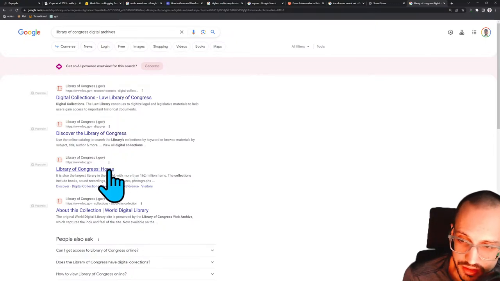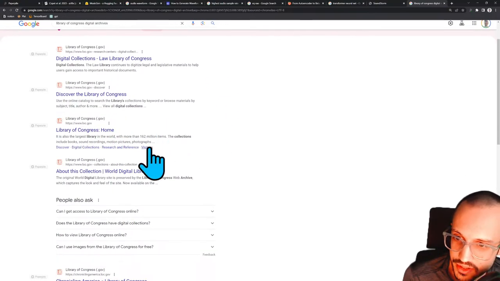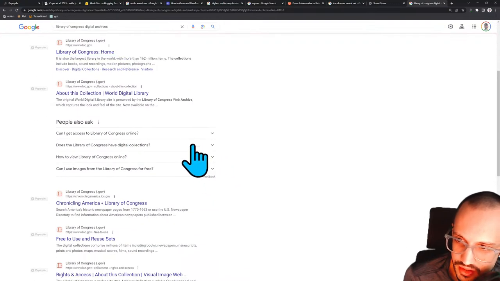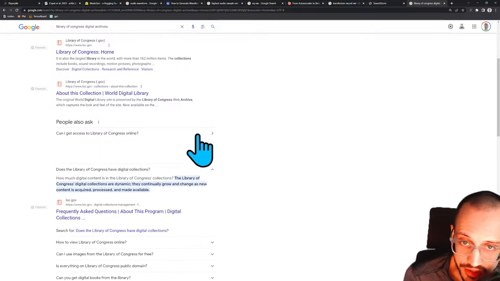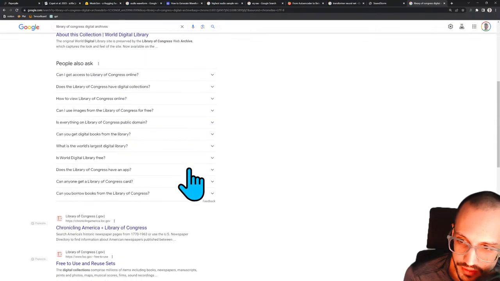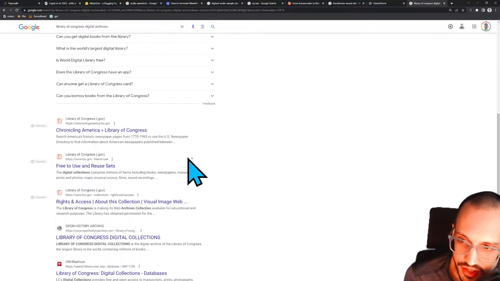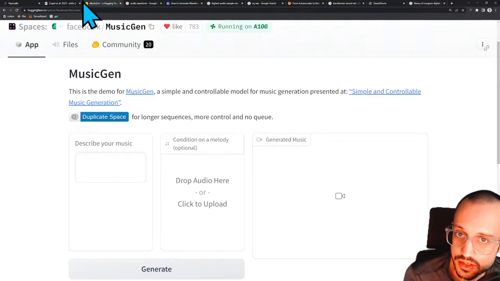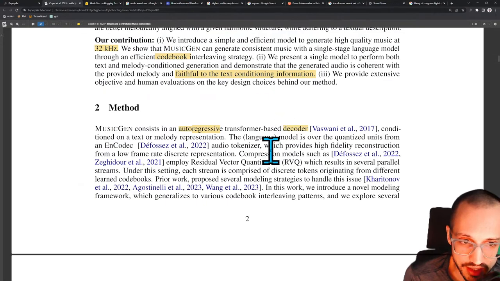Yeah, I don't know anything about this, but the Library of Congress is the largest library in the world with more than 162 million items. You have books, sound recordings, motion pictures, photographs. I mean, this is all public use too, right? That's the whole point of the Library of Congress. So this is probably a very good data set if you're interested in high quality tokens or some kind of pre-training task.